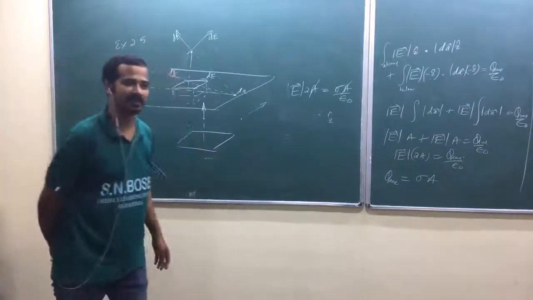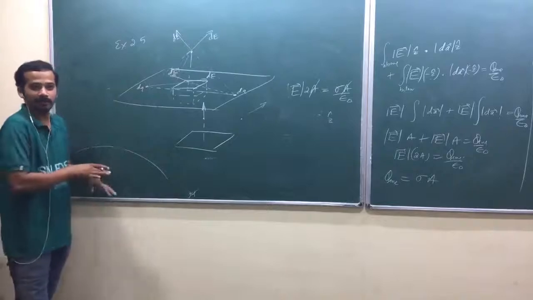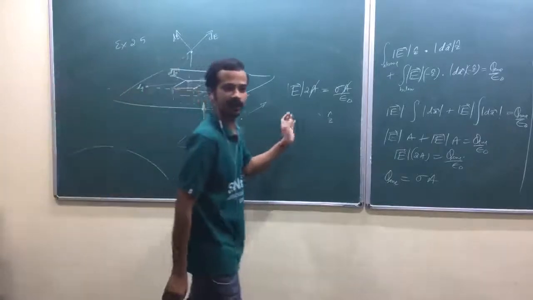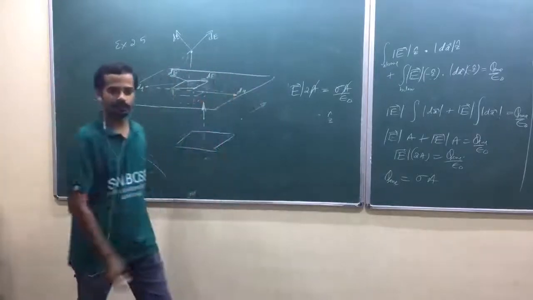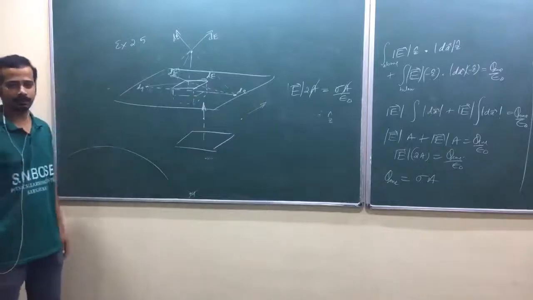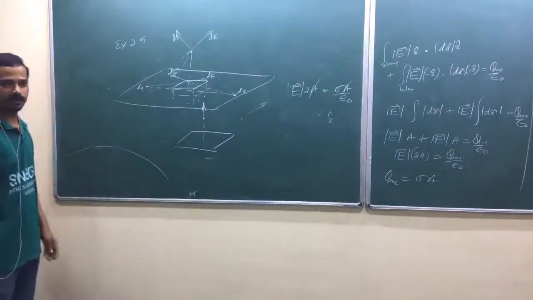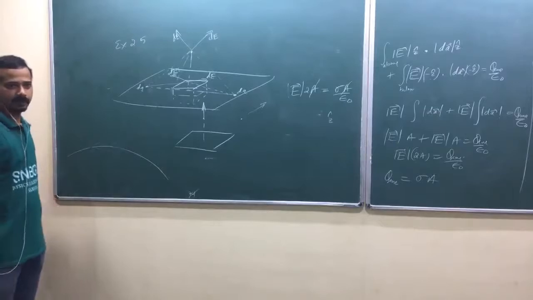Yeah, then it's better to find the electric field using Coulomb's law. I mean, if our Gauss law approach is getting lengthy, then better to go for Coulomb's law. Again, our ultimate aim was to find the electric field. But that's a good idea. Are you getting my point?